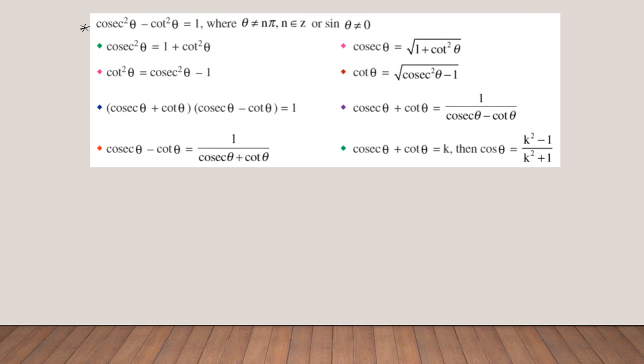So sin and cos completed. Next secant and tan also completed. Next we have the third one, cosecant square theta minus cot square theta is equal to 1. Here the condition is theta should not be a multiple of 180 degrees. It should not be a multiple of 180 degrees.